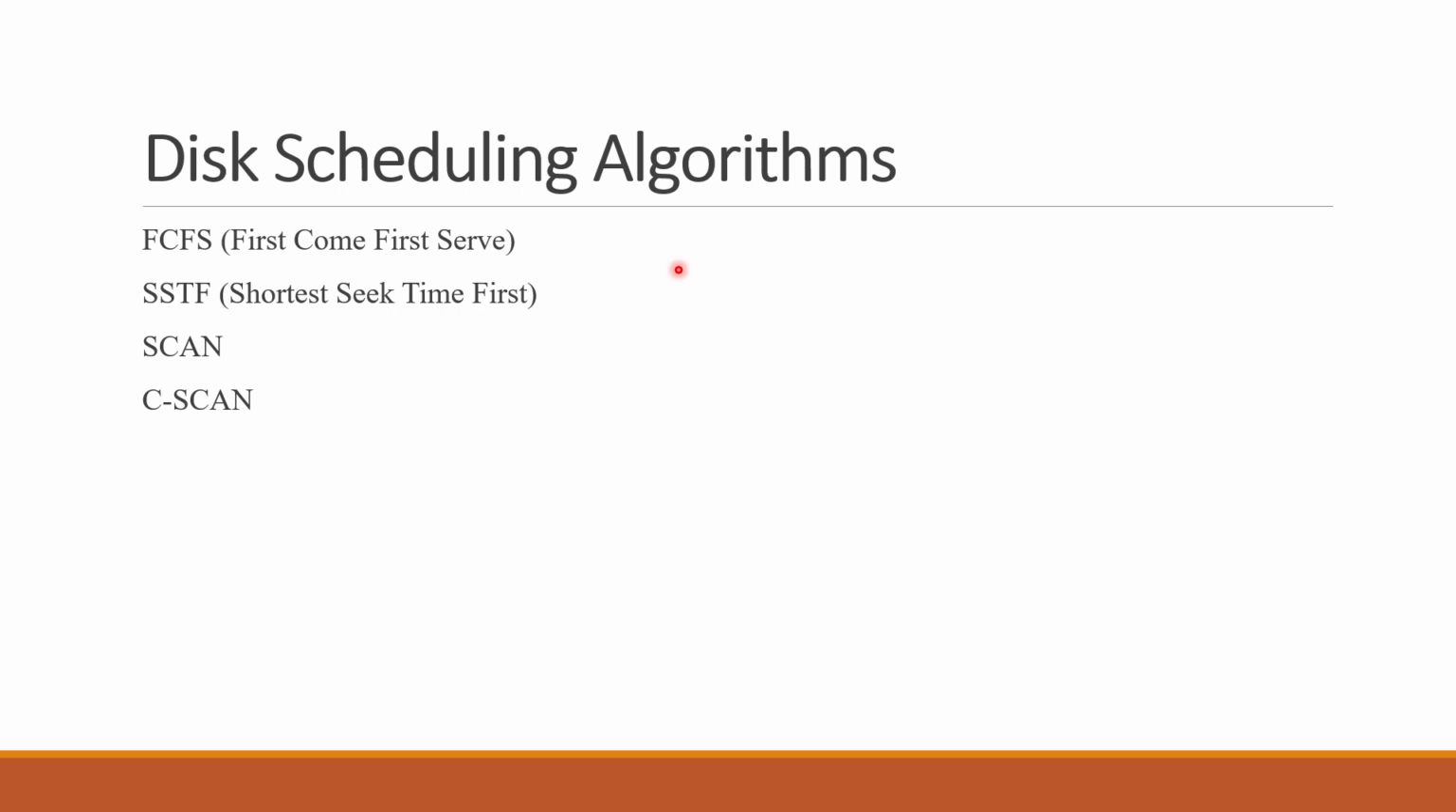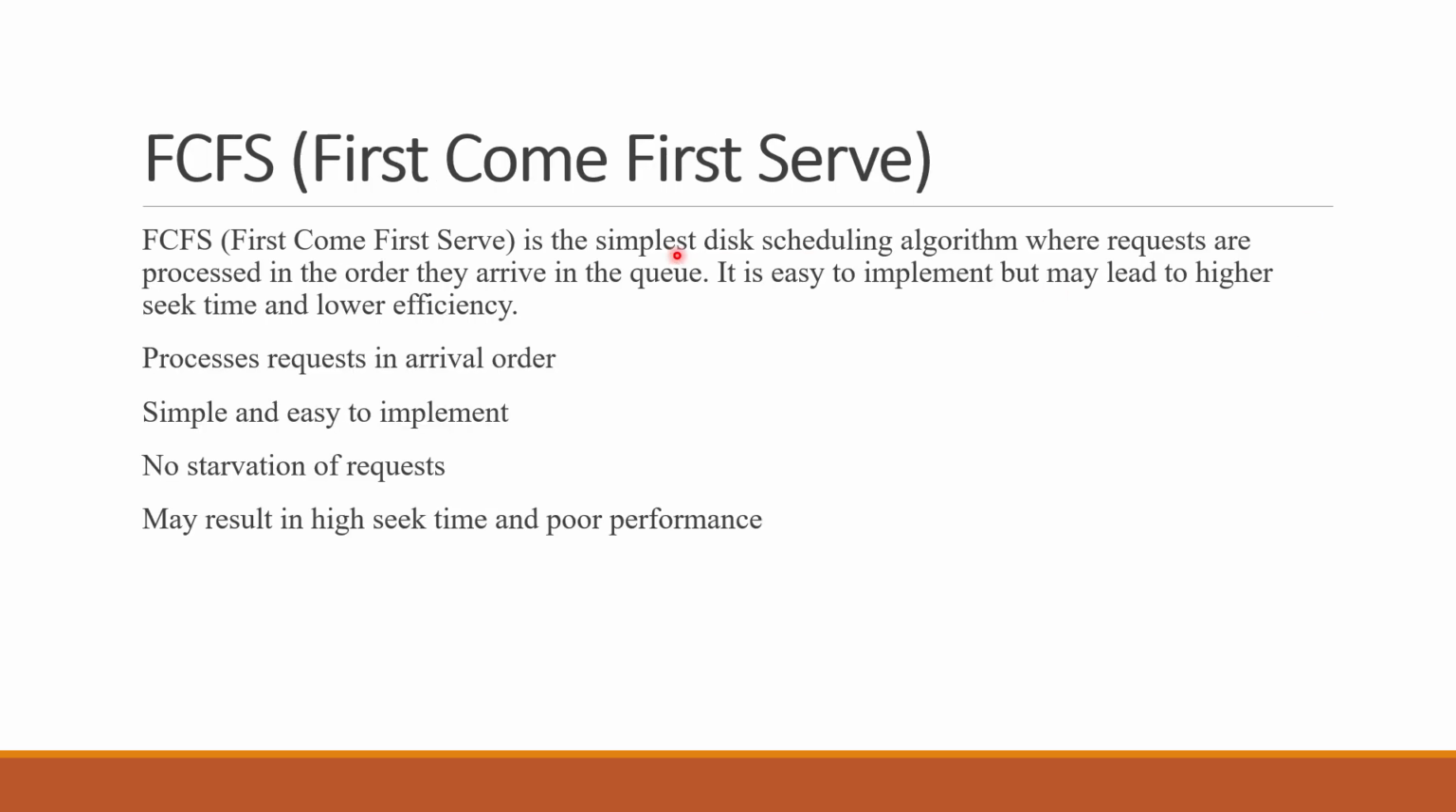Next we'll go to disk scheduling algorithms. First one is first come first serve. It is the simplest of all the disk scheduling algorithms. It processes the requests exactly in the order in which they arrive. It is simple and fair, but generally inefficient in performance. Here the requests are processed in arrival order, no starvation of requests will be there, and it may result in high seek time and poor performance.